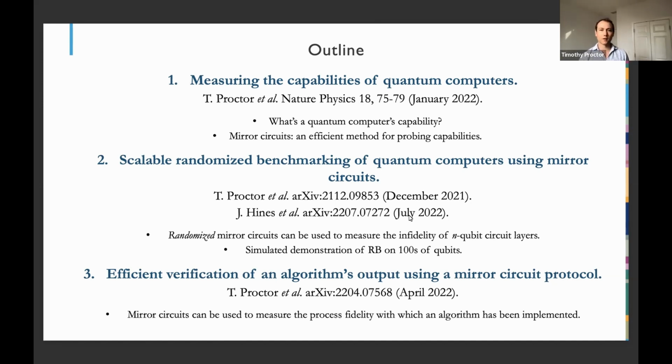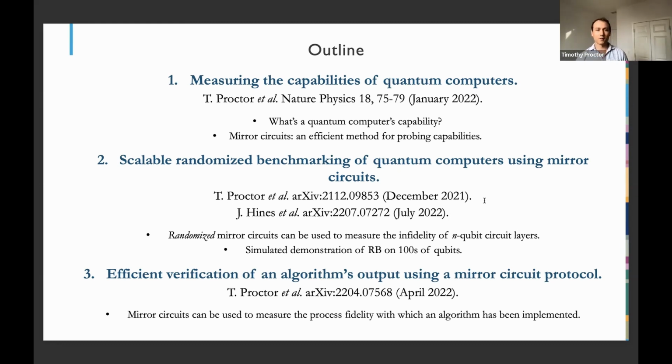So there, I'm going to tell you about what we mean by a quantum computer's capability. Then I'm going to tell you about mirror circuits, which is an efficient method that we developed for probing capabilities. And I'm going to show you some experimental results briefly of using these techniques. So then in the second part of the talk, I'm going to very briefly tell you about some scalable randomized benchmarking methods we've developed using randomized mirror circuits. So this work is in these 2 papers that are out on arXiv.